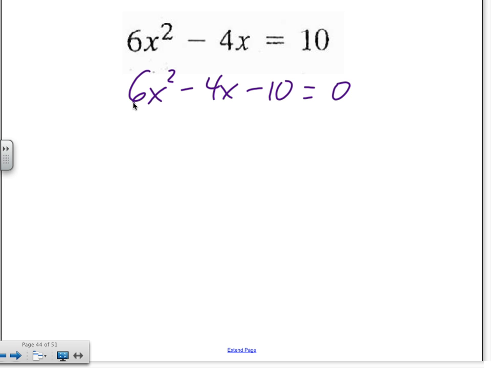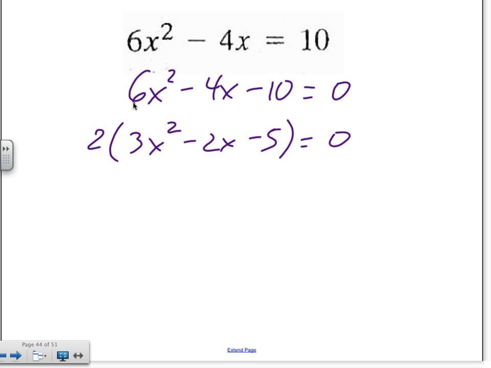GCF. Isn't there a GCF I can take out? 2. If I take out 2, don't I have 3x squared minus 2x minus 5 equal to 0? If I can make it smaller, I should, right? But look here. This is no longer just an expression, it's an equation. What's unique about an equation is that I can certainly get rid of the GCF by doing this.